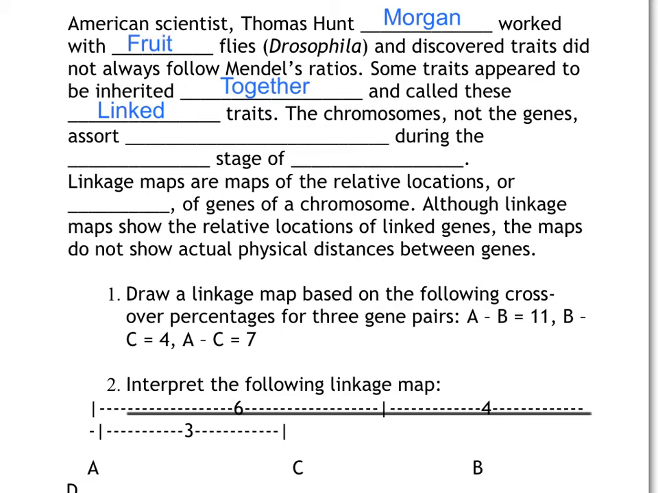The chromosomes, not the genes, assort independently during the what stage? The prophase 1 stage of meiosis. And linkage maps are maps of the relative locations, or loci, of genes of a chromosome. Although linkage maps show the relative locations of linked genes, the maps do not show the actual physical distances. So they just use as markers.